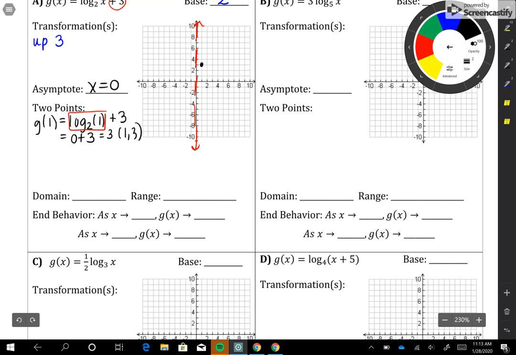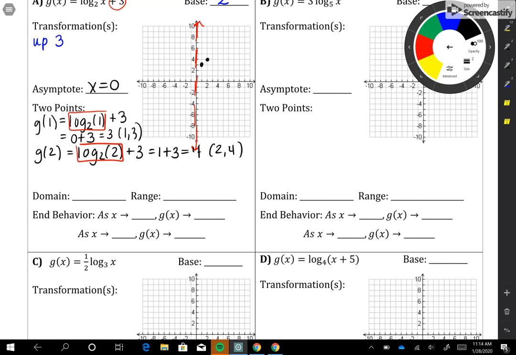Okay, so the 0 power of any base is 1. So 1 is always a good one to plug in. Okay, the first power of our base 2 is 2. So if we plugged 2 in, that would be the log base 2 of 2 plus 3. And the log base 2 of 2 is 1. So this is just 1 plus 3, which is 4. So that's the point (2, 4). Okay, so there are 2 points.